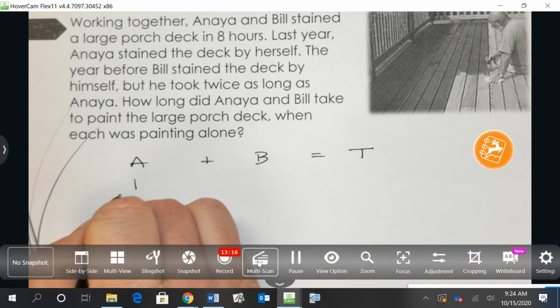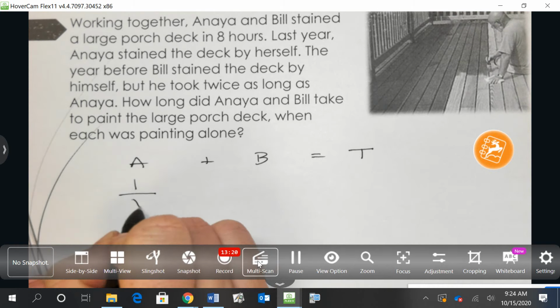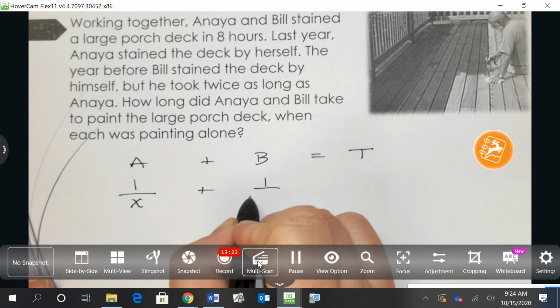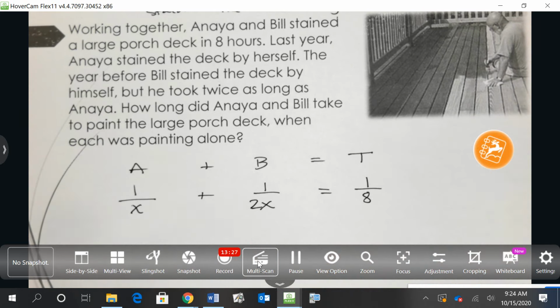So it's the task you're doing of painting the deck by yourself. Anaya is represented by x. Bill is represented by 2x. And together we know they can paint it in 8 hours. Okay, we go back to our steps right now.